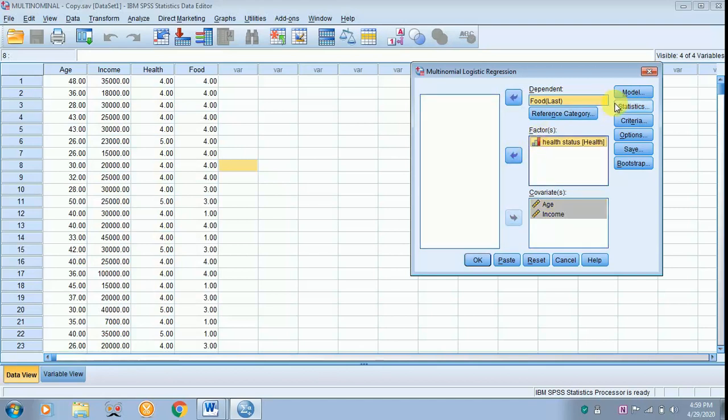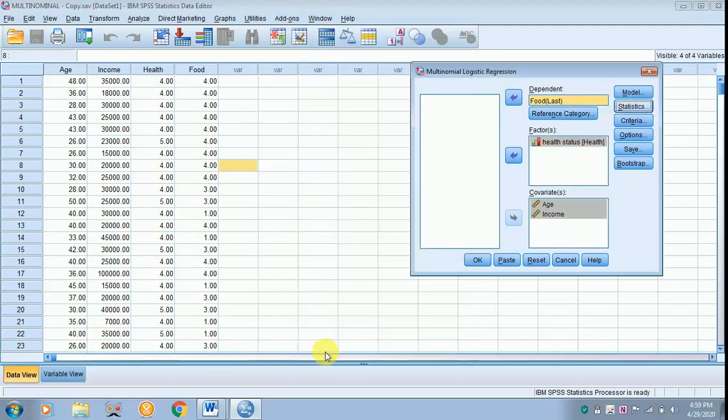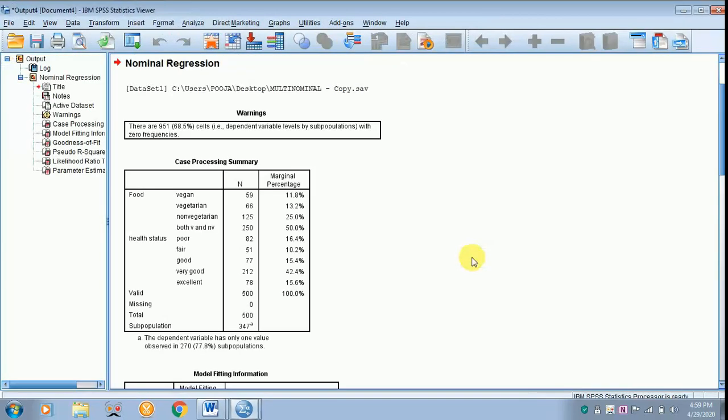Now next I'll move on to statistics. I will check goodness of fit and then click continue. Let everything be as default and click OK. So here you can see a warning appears. That is because we have got covariates, so you will have this warning. There's nothing to worry about, you can ignore it.